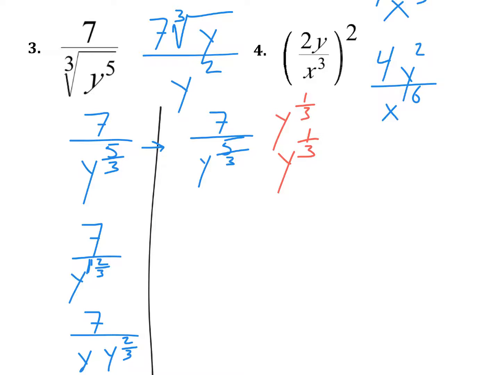And if I do that, then I get 7y to the 1/3 over y to the 6/3. And of course, you can then see the 6/3 becomes a 2. That's why we get the y squared on the bottom. And the y to the 1/3 on top becomes the cube root of y.